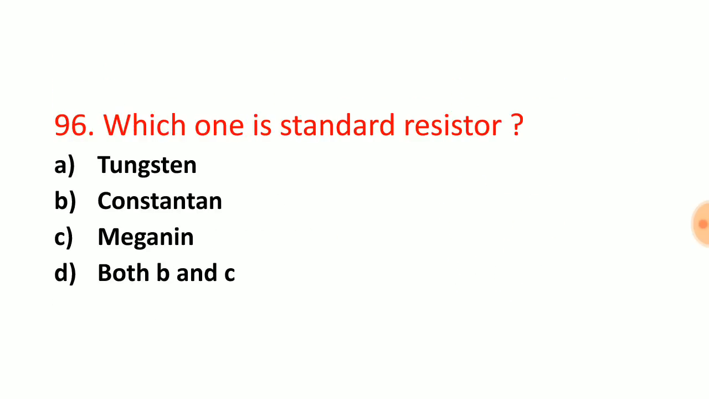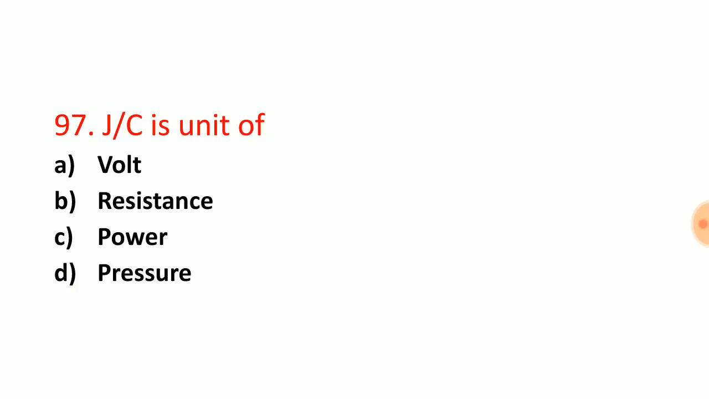96, which one is a standard resistor? Here constantan and manganin are standard resistors. Option choice D is the correct answer, because their resistance does not vary with the variation in temperature. So constantan and manganin are standard resistors because their resistance remains the same whatever the temperature.